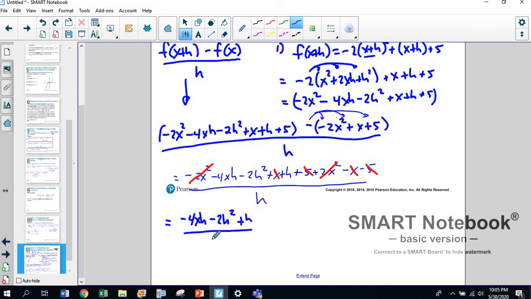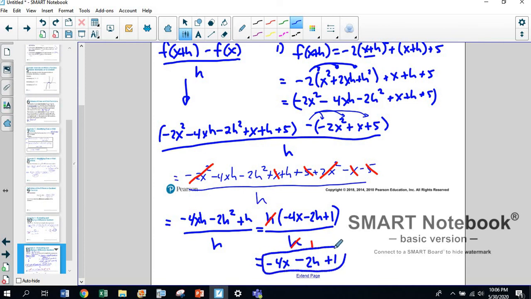If you've done it right, everybody has an h in it. What does that mean? That means it's a common factor. Pull out the greatest common factor of h and get negative 4x minus 2h plus 1. If you factor h out of h, you get 1. That's divided by h, and then h divides h and leaves a 1. And so you're left with a final answer of negative 4x minus 2h plus 1. That's your final answer. It's okay to have an h in your final answer. You're just not supposed to have an h in the denominator, or at least not a plain h in the denominator. Okay, so that's that.